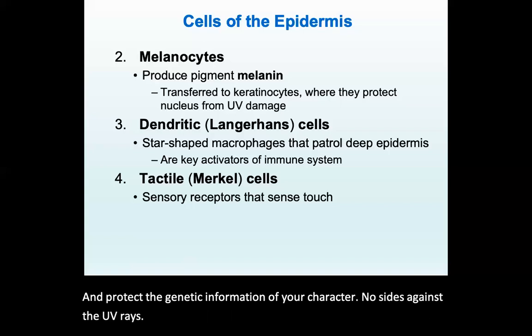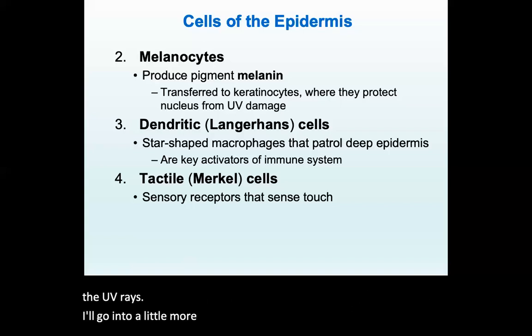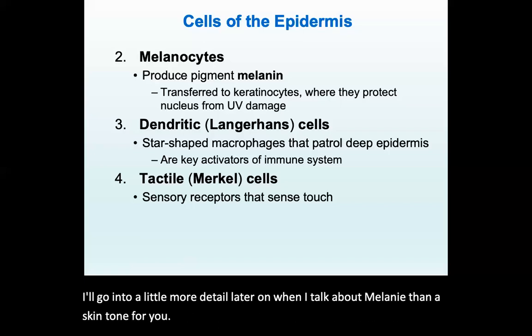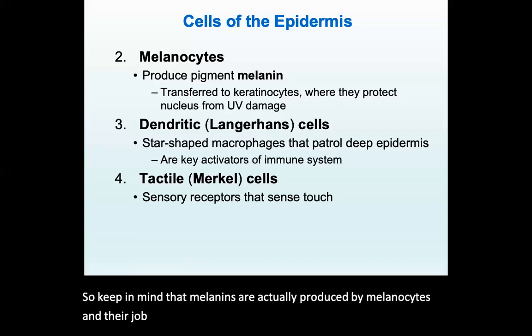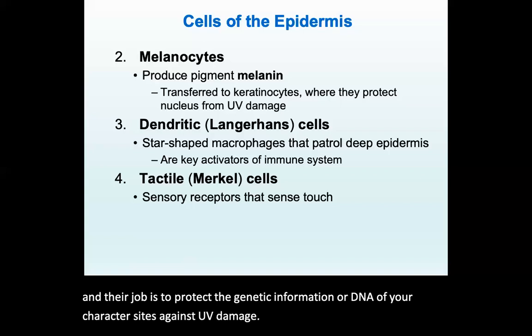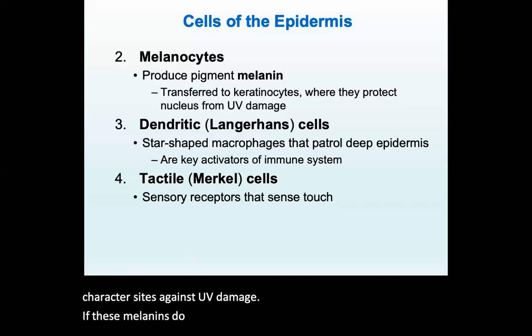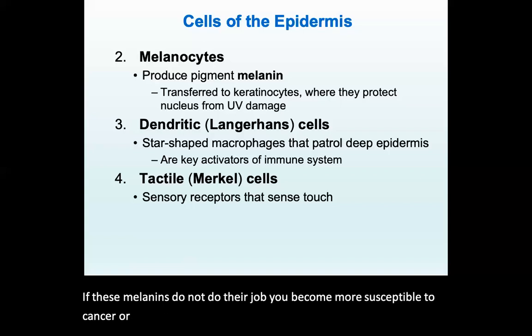I'll go into a little more detail later on when I talk about melanin and skin tone. So keep in mind that melanins are produced by melanocytes, and their job is to protect the genetic information or DNA of your keratinocytes against UV damage. If these melanins do not do their job, you become more susceptible to cancer, or more specifically, skin cancer.